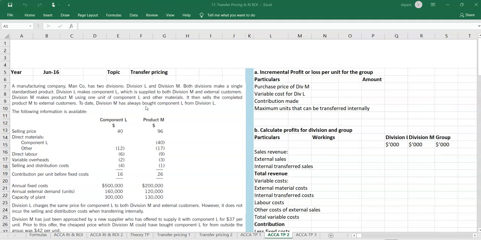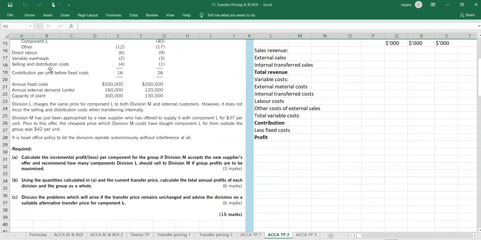So we'll start from this transfer pricing problem. This problem was asked in June 2016. We'll start from the required. There are three different requireds here, so we'll start from the first one alone.